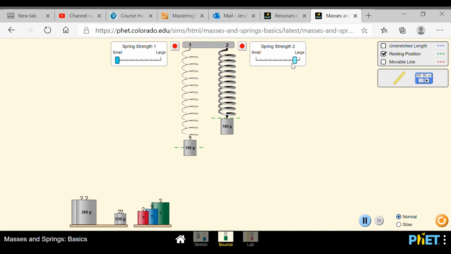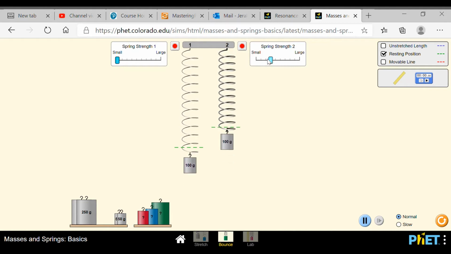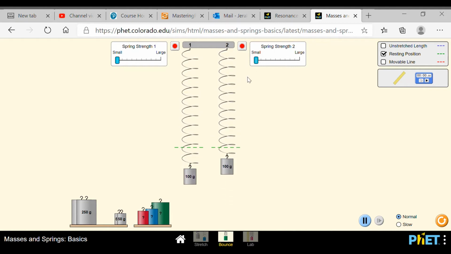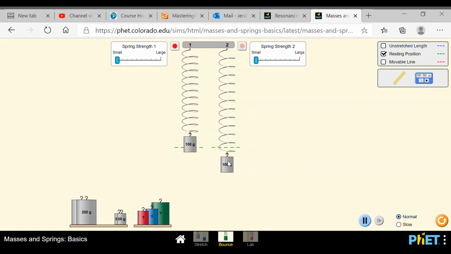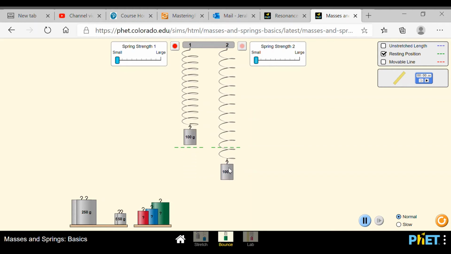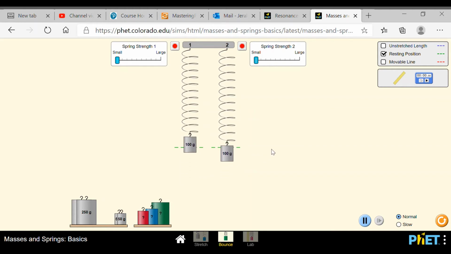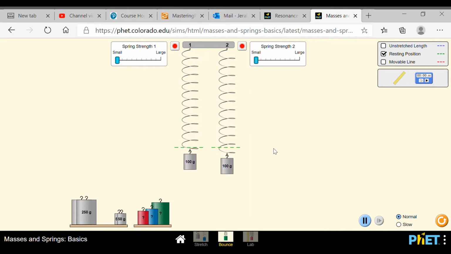And I can move my slider, and I can make it back to a small spring constant like this, and now they're actually going to be back in sync, especially if I start it at the right time, something like this. You can see they're basically moving together again.